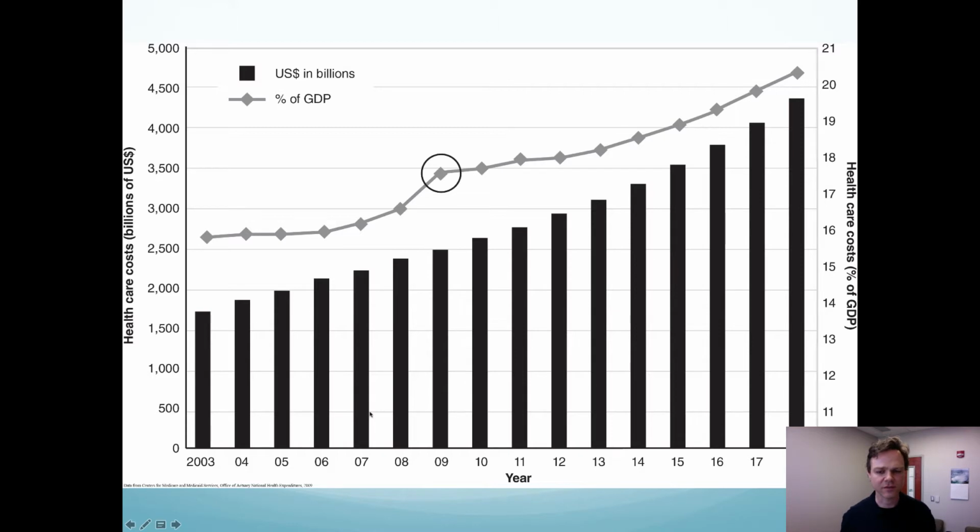So this is the graph that's from the textbook. It shows on the x-axis the years. So we're at 2018, so these would have been projections for some of these later ones. It's showing the healthcare costs in billions of dollars, billions of dollars per year. And then it's showing the healthcare cost as a percentage of the gross domestic product.